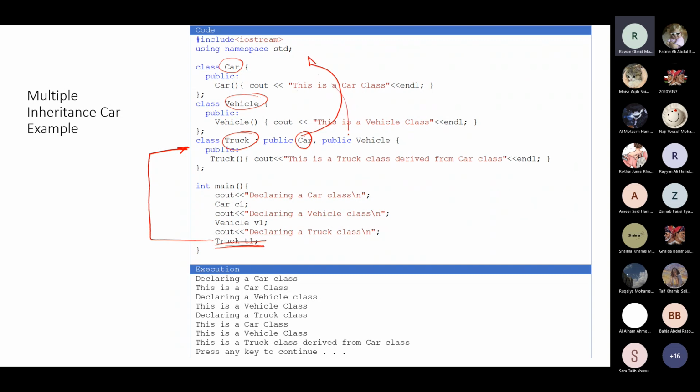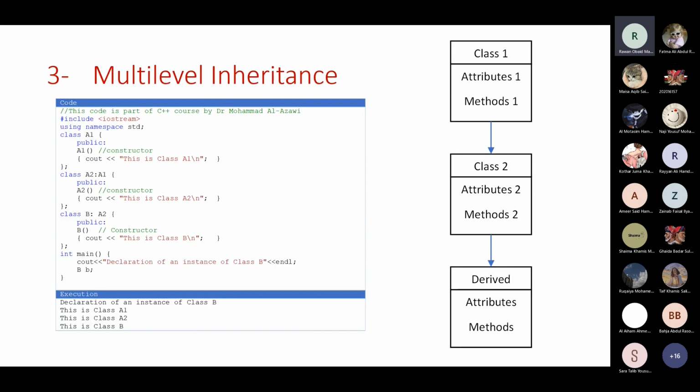After it finishes, it comes here and finds there's another inheritance, vehicle. Then it goes to vehicle and prints this is a vehicle class. After it finishes, it comes back to the base class. So this is the message that you got: this is a car, this is a vehicle, and this is a truck class. All right.